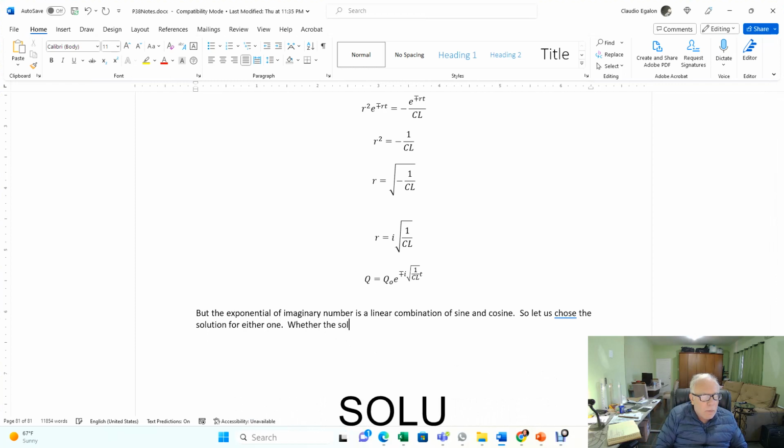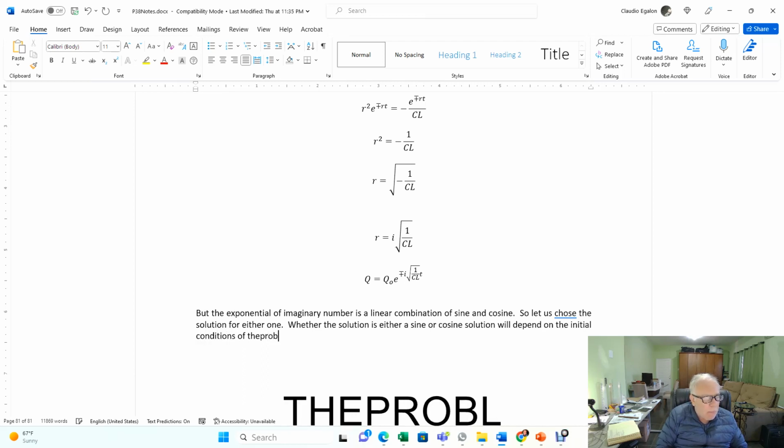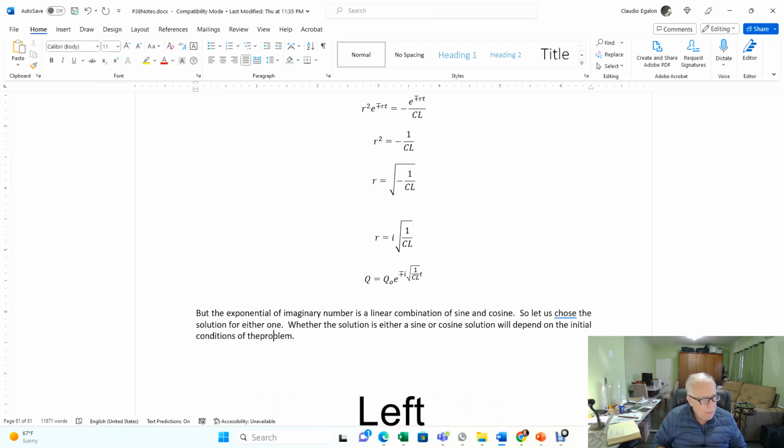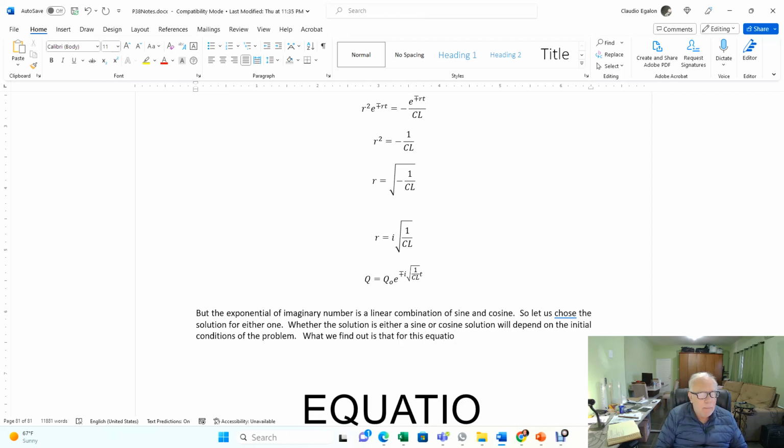Whether the solution is either a sine or cosine solution will depend on the initial conditions of the problem, okay? What we find out is that for this case, the solution is that cosine, okay?